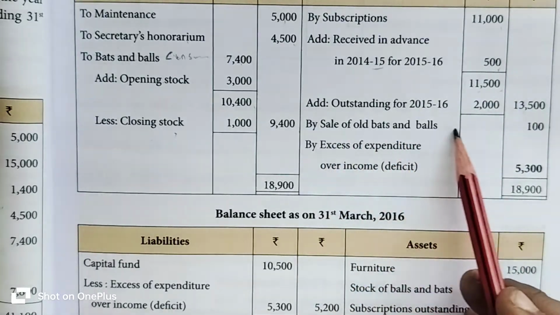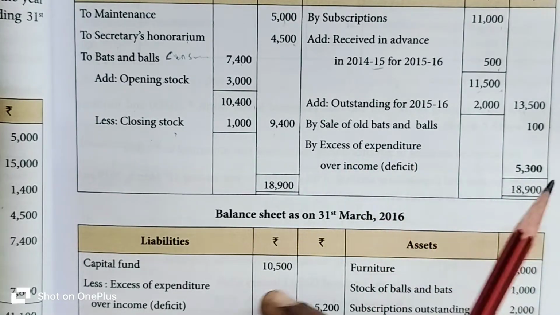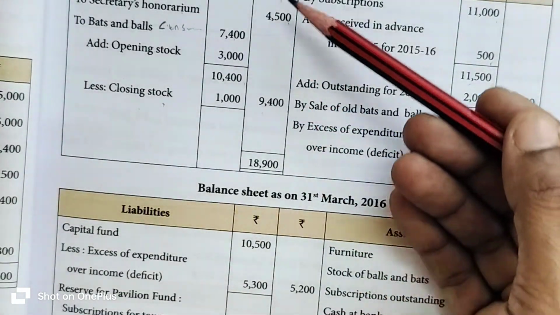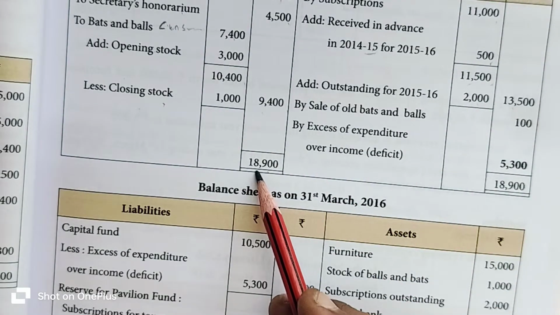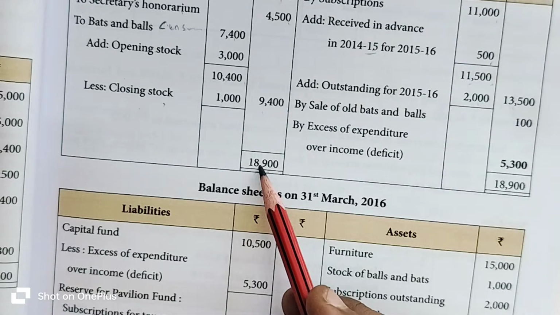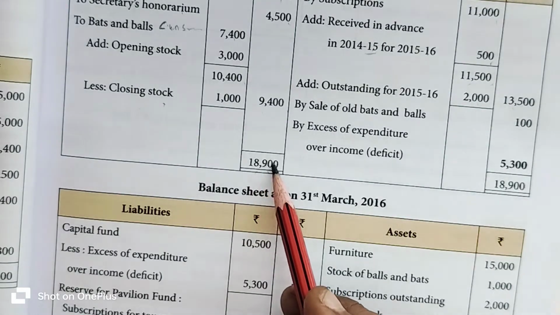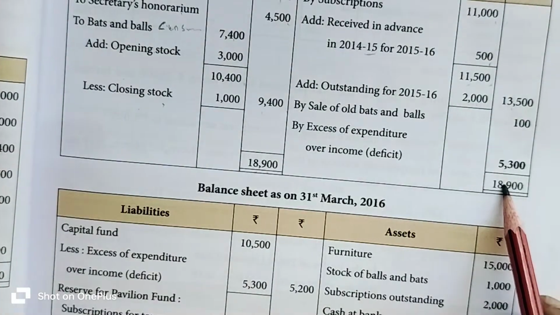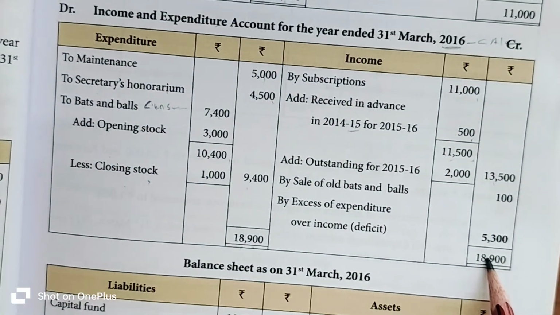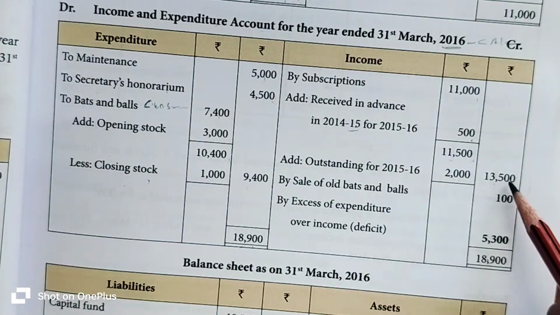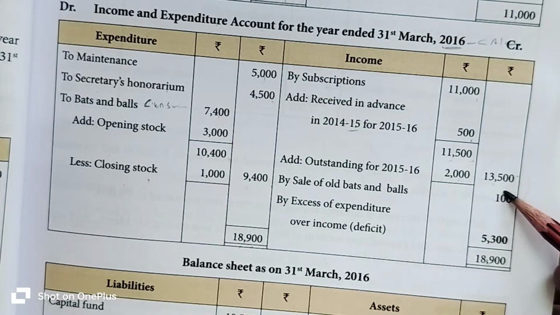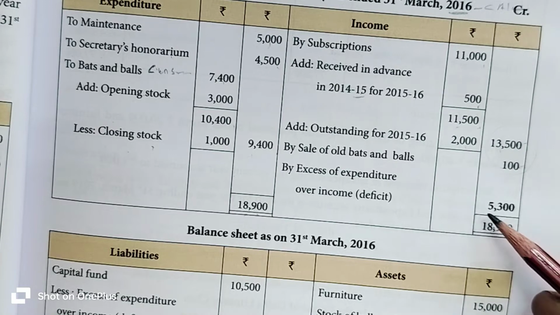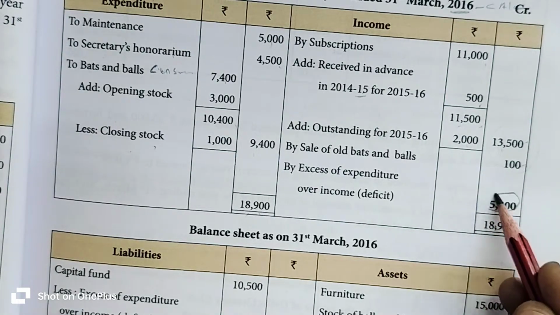Then sale of old bats and balls 100. Okay, then you will get the higher total on the expenditure side, that is 18,900 rupees. We have to treat that 18,900 rupees as the total. So you have to enter that 18,900 total on both the income and the expenditure side. Then add the income side amount, 13,500 plus 100, 13,600. Then you have to subtract 13,600 from 18,900. You will get the difference, that is 5,300 rupees.